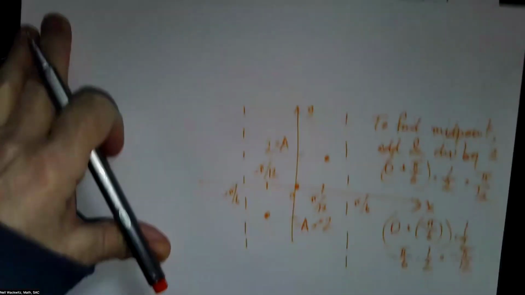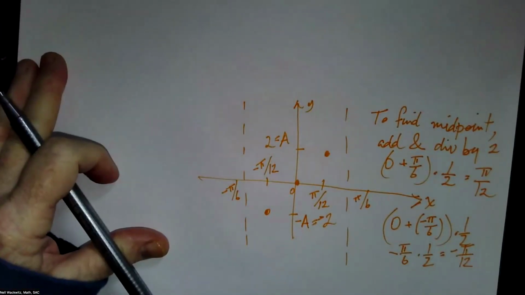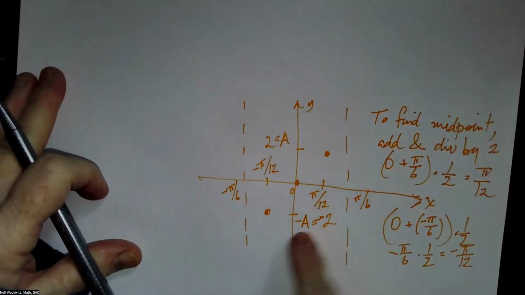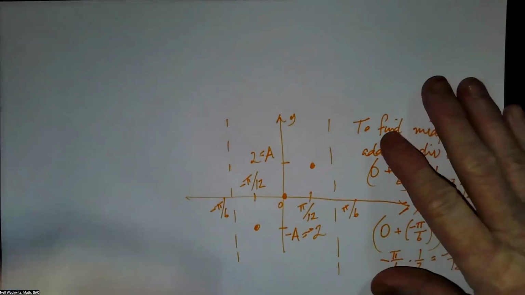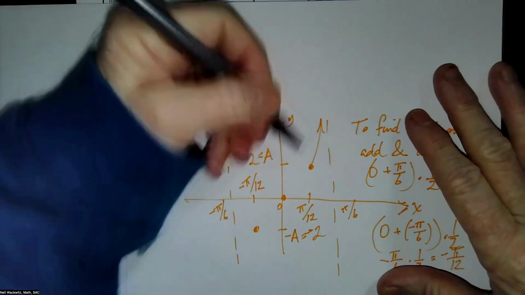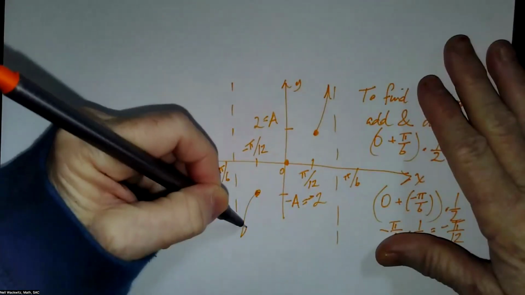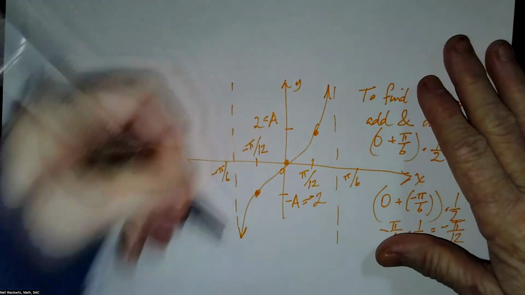And that's really all we need, because we already talked about what happens when tangent gets close to its asymptote. It's going to blow up. There we go.